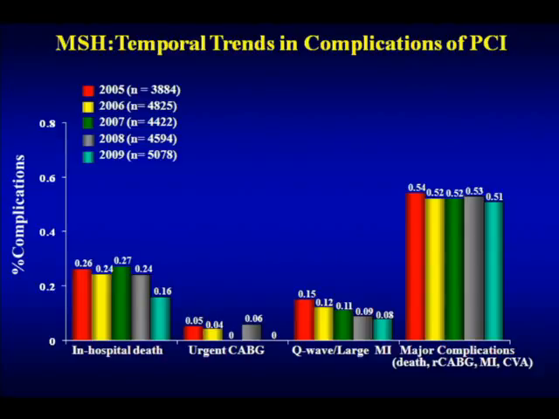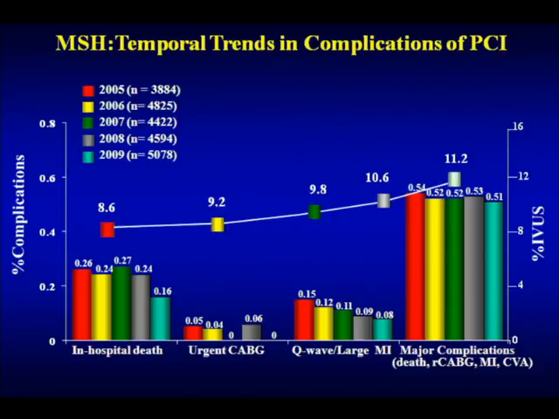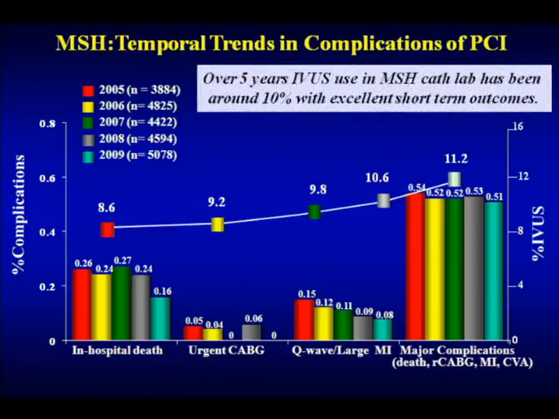Overall in the last 5 years, the in-hospital death, urgent CABG, Q-wave or large MI. Large MI, we defined as CK-MB of more than 8 times, and a major complication of death, urgent CABG, MI or CVA. And you can see here, the number has been about 0.5%. What has been the IVUS use? The percent IVUS use actually has increased slightly. It used to be about 8.6% in 2005, and is about 11% now. Now, the majority, as I mentioned, is still understanding of the lesion, whether we should do a PCI or not.